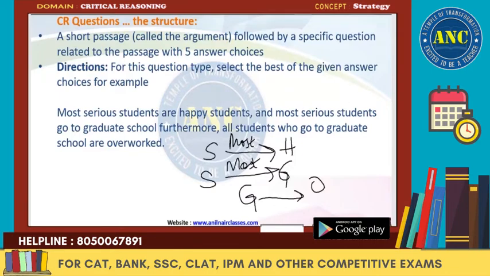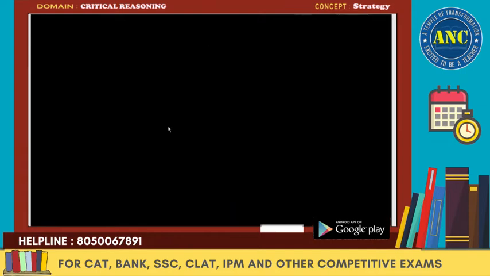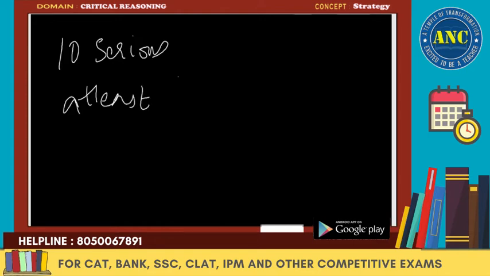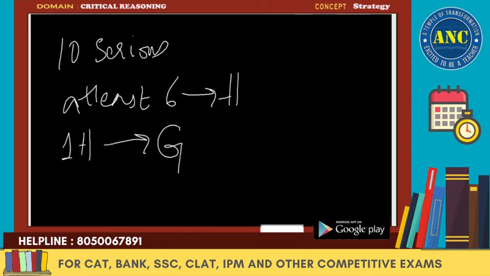So let us look at this with the help of an example using numbers. So let's say there are 10 serious students. And what will that mean? That will mean that at least 6 of them are happy. Now, if most serious students go to graduate school, then it must be true that at least one happy student goes to graduate school. Since all graduate school students are overworked, that means there must be at least one happy student who is also overworked.